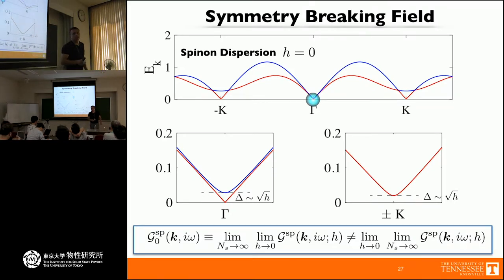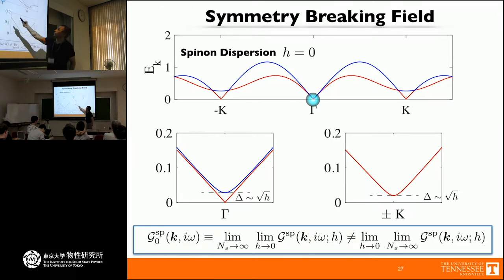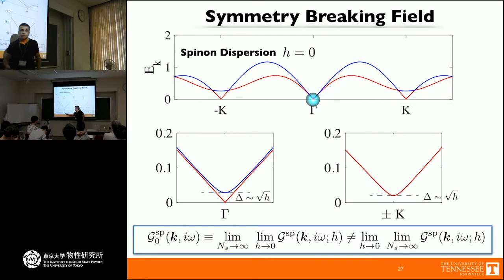You may be wondering why this field is not gapping all the modes. I mean, that is what the intuition will tell us, right? If we were thinking of a semi-classical approach, you put a symmetry breaking field that couples linearly to the order parameter, you should gap out all the modes. The reason why one mode still remains gapless, as you can see here, is because this is the spurious mode that has to do with the fact that it's the density mode, right?